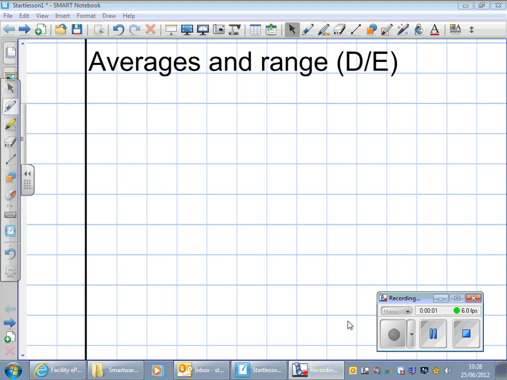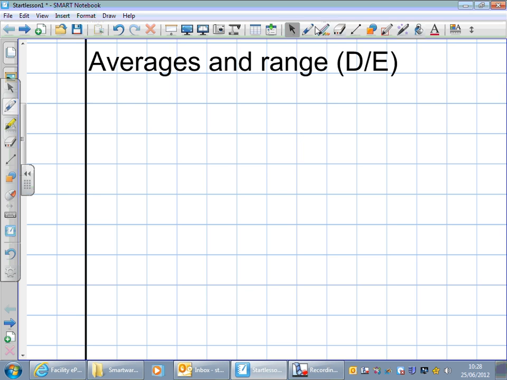Averages and range, grade D to E at GCSE. Let's look at some data. Data consists of lots of values. It can be collected through a survey or what have you, lots of different ways of collecting the data. We'll look at ways of collecting data in another show.